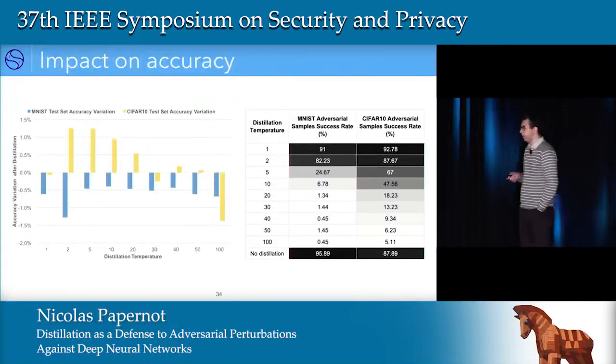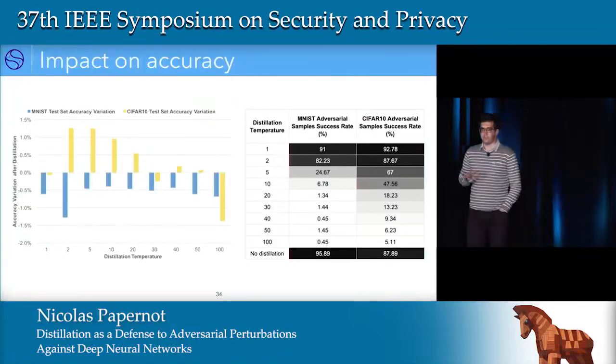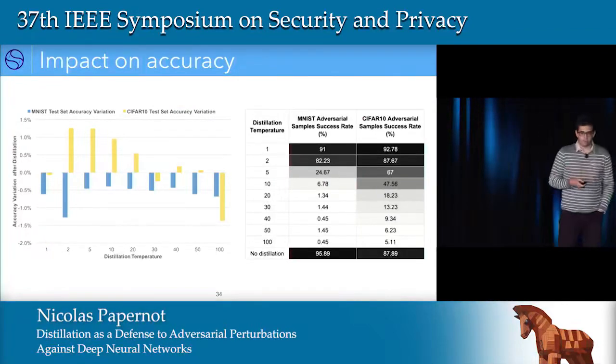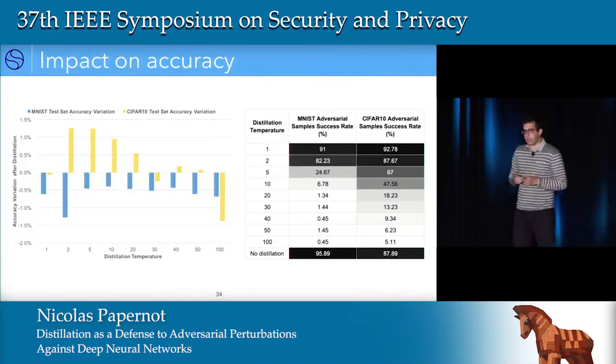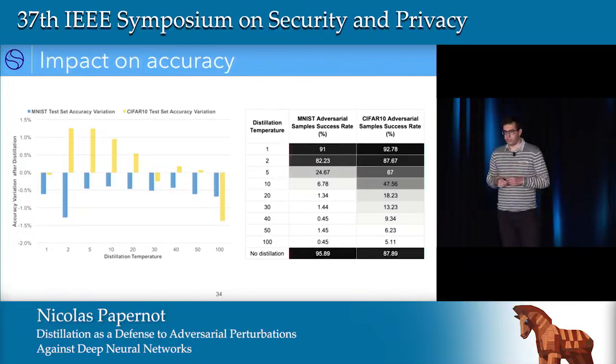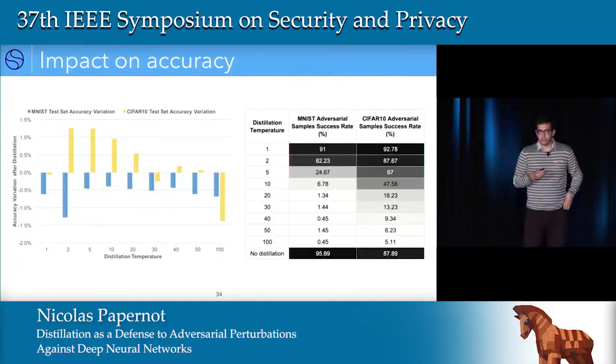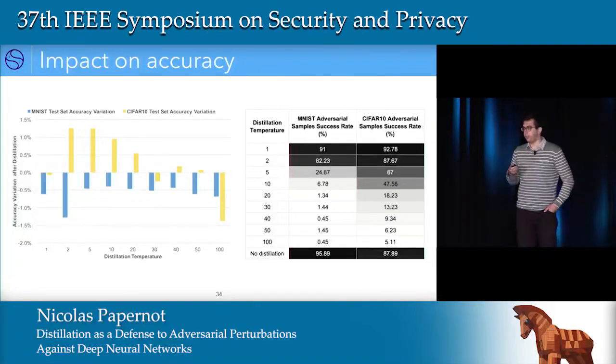So you may wonder, okay, so he's telling us the defense, does it impact the accuracy of the model? Does it impact the performance? And it turns out that the impact on the accuracy is limited. On the left, you can see for increasing temperatures, the accuracy impact is always constrained between a little less than 1.4% decrease and a little over 1.2% increase. So sometimes distillation even increases the accuracy of the model.